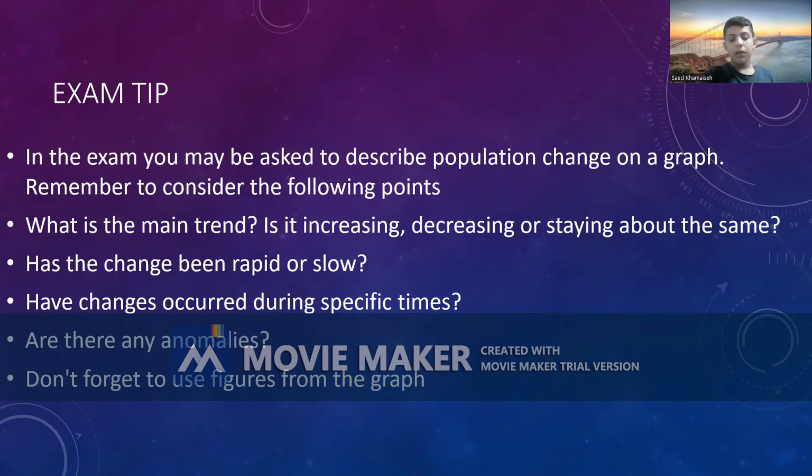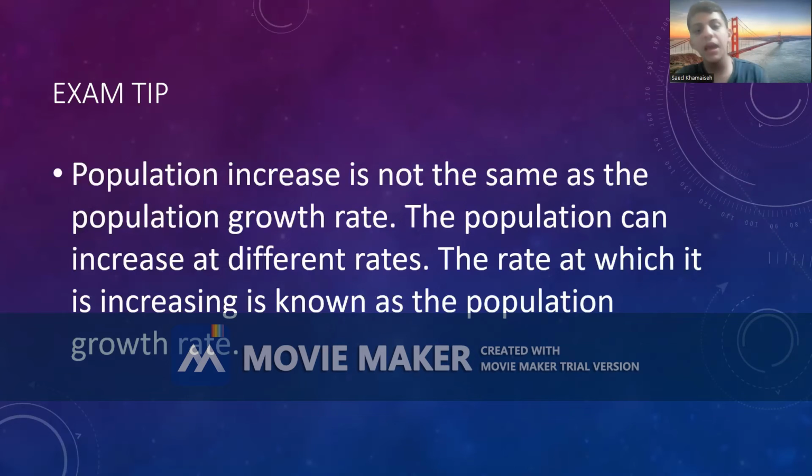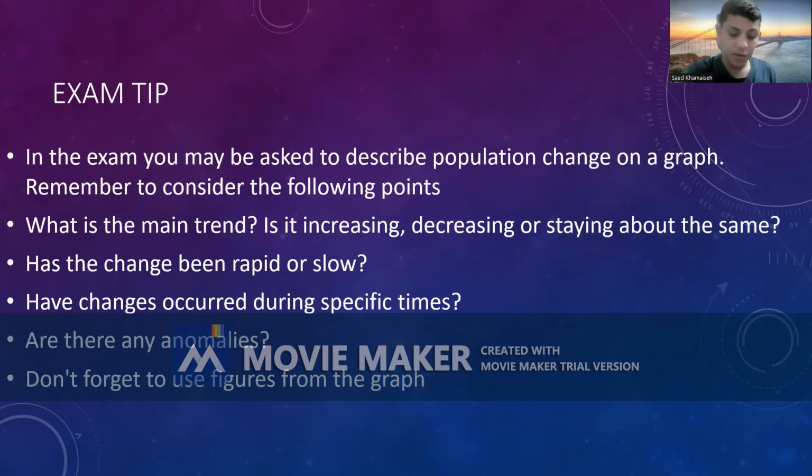But here, an example tells you the points you need to follow if there is any question that may ask you to describe the population change on a graph. For example, you start to say it is increasing, it's the same. How is that? Okay, so they say, what is the main trend? First point, you need to know the main trend: if it is increasing, decreasing, or staying the same.